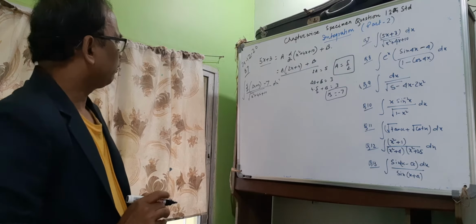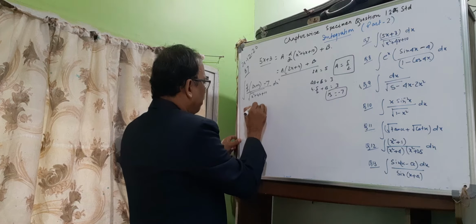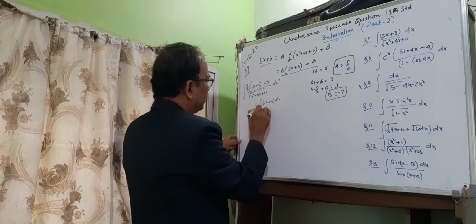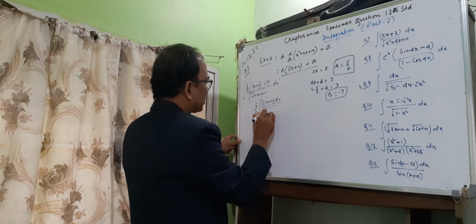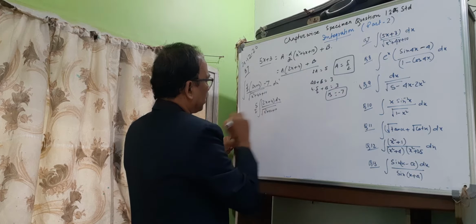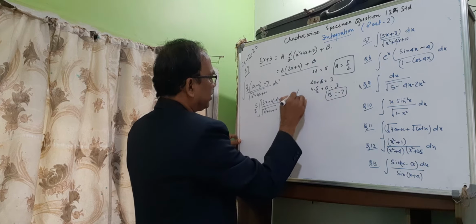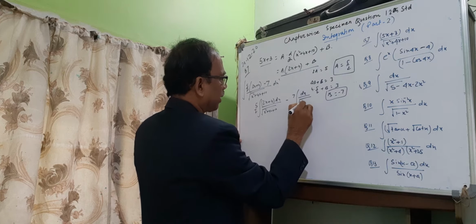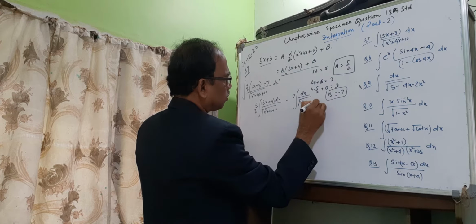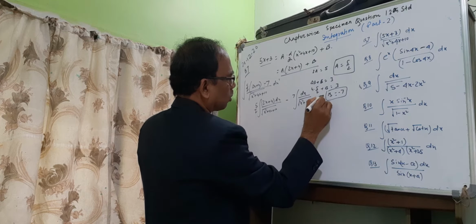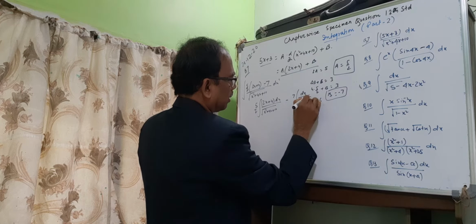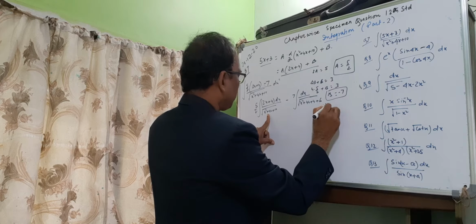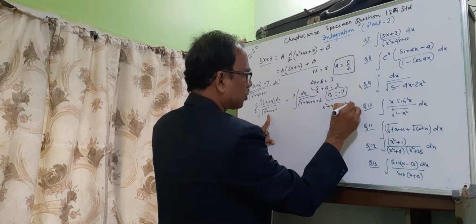Now splitting this, that is 5 by 2 integration 2x plus 4 dx by square root of x square plus 4x plus 10, minus 7 integration dx by square root of, we can write x square plus 4x plus 4 plus root 6 whole square, we can write plus 6. Okay, now let this equal to z, x square plus 4x plus 10 equals z.